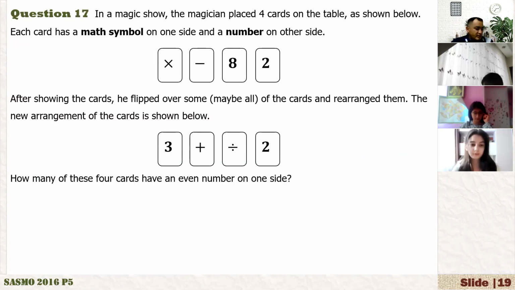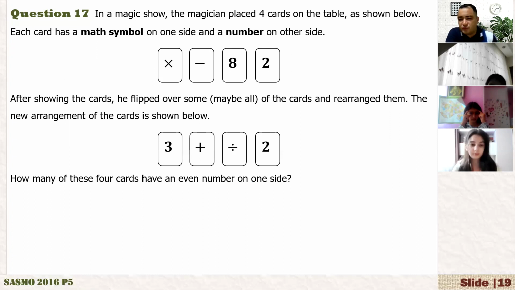Elmira, read the question. In a magic show, the magician placed four cards on the table as shown below. Each card has a math symbol on one side and a number on the other side. After showing the cards, he flipped over maybe all of the cards and rearranged them. The new arrangement of the cards is shown below. How many of these four cards have an even number on one side?